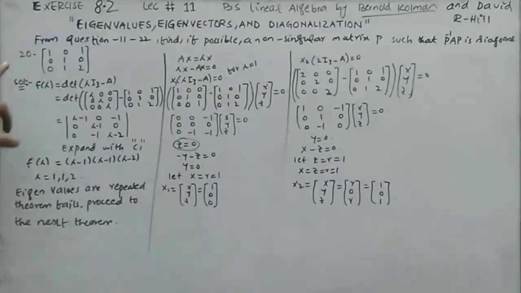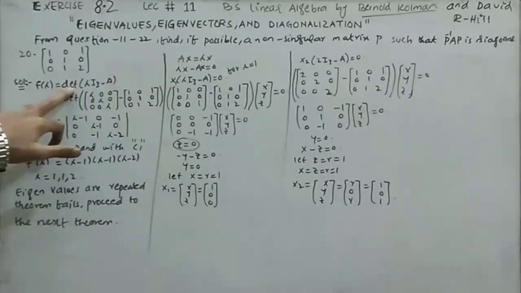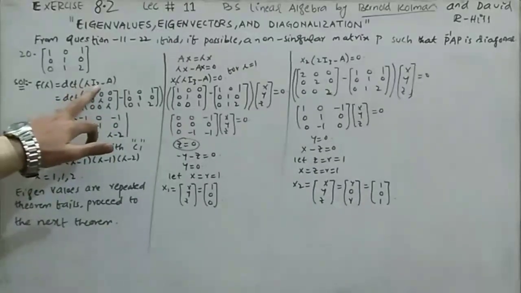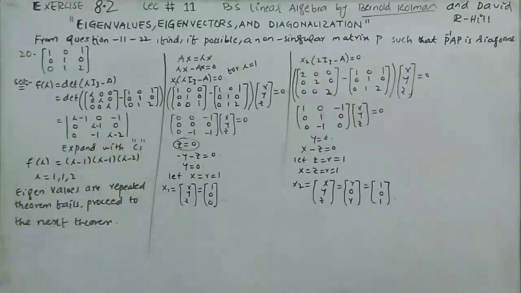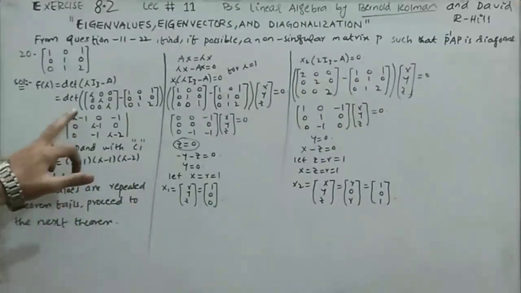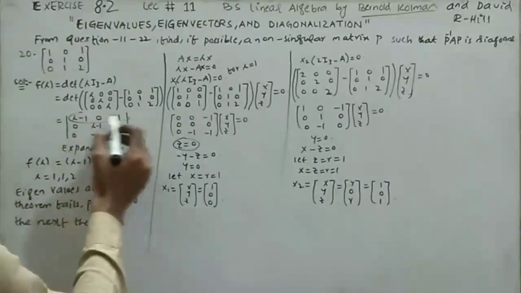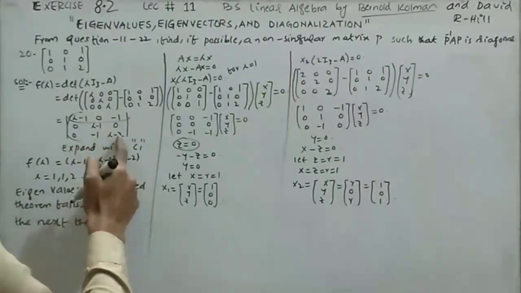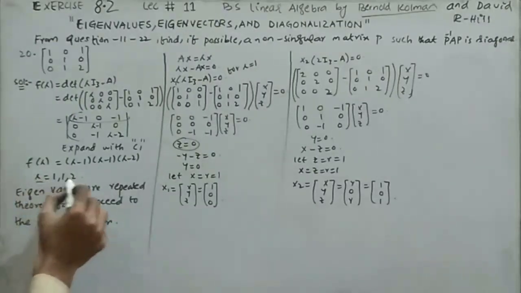Now move to the next question, question number 20: 1 0 1, 0 1 0, 0 1 2. So f of lambda is equal to determinant of lambda I3 minus A. So lambda into I3 gives us this matrix, minus A is the original matrix. By simplification it gives us this matrix. Now taking the determinant and expanding with column 1. So for lambda minus 1, I cross this row and this column. I am left with lambda minus 1 into lambda minus 2 and this gives us 0. From over here we get lambda is equal to 1, 1, 2.